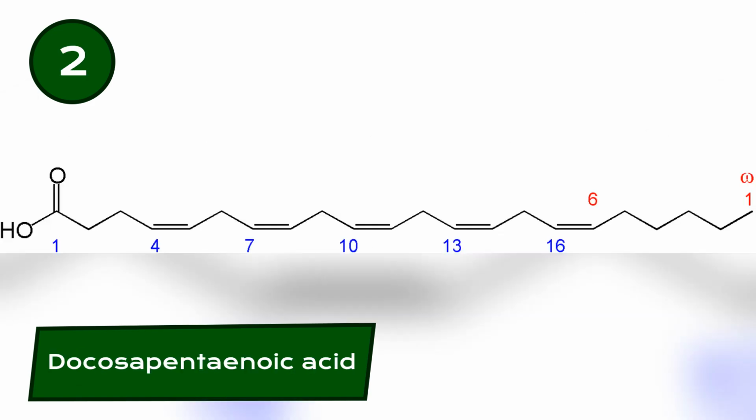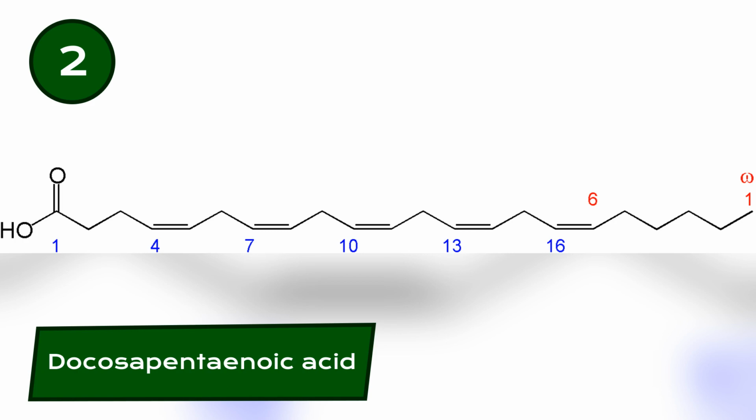Number 2. Docosapentaenoic acid. Docosapentaenoic acid, DPA, designates any straight-chain 22-5 fatty acid. That is a straight-chain open-chain type of polyunsaturated fatty acid, PUFA, which contains 22 carbons and 5 double bonds.